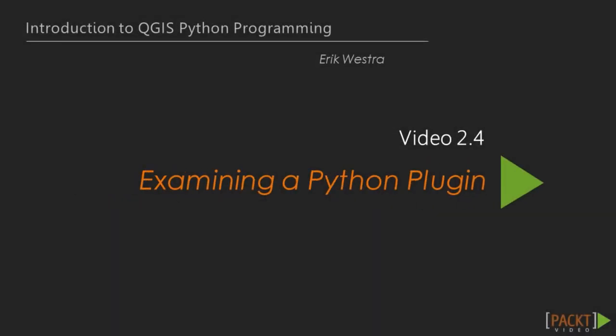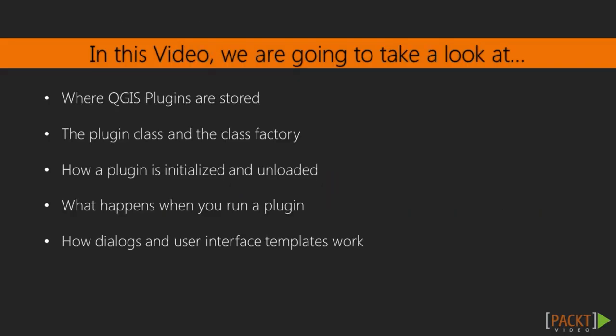Hello again. In the last video, we saw how the QGIS Python console can be used to run Python code to control and work with QGIS. However, a Python console is limited in that you have to type the instructions in one at a time. You're more likely to be interested in writing programs that integrate with QGIS, and that's exactly what a Python plugin will let you do.